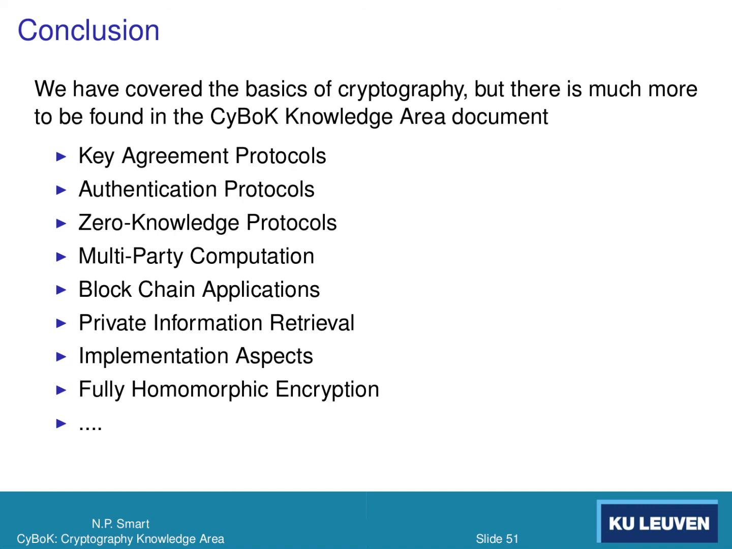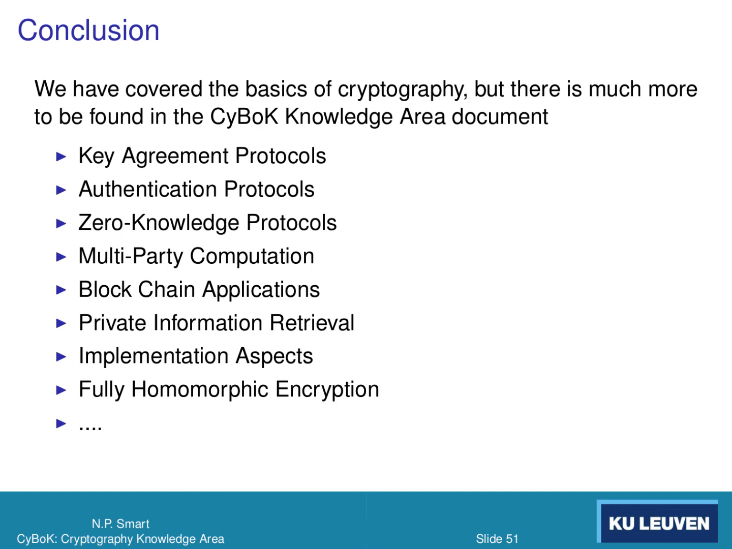We haven't talked about authentication protocols, which allow one entity to authenticate themselves to another entity. These are used, for example, to get into your car if you have an electronic key fob, or if you're getting into a building, or authenticating yourself if you're trying to go through the London Underground. Another thing we haven't talked about is zero-knowledge protocols.